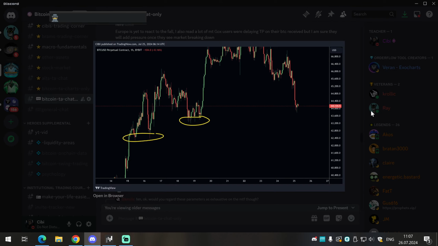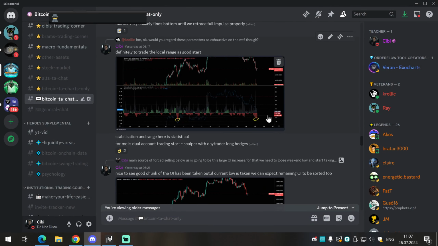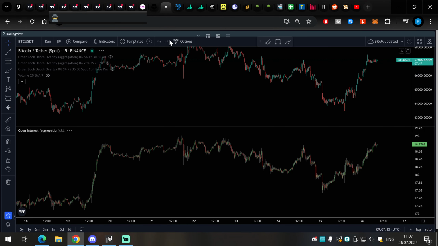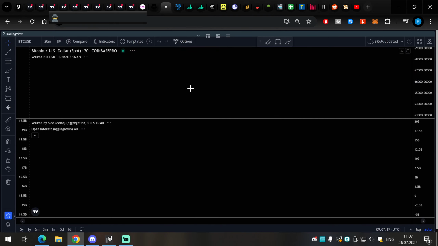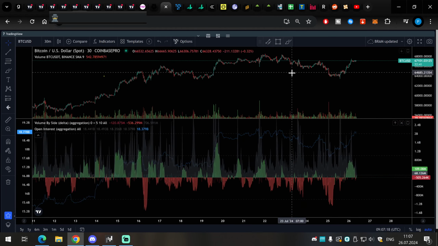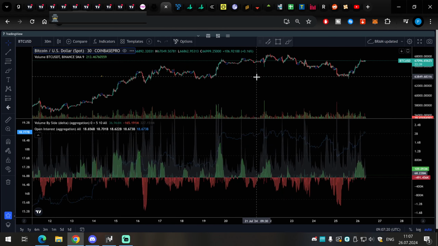Okay, but it didn't happen. But we were aware of this scenario. We are always aware. This is also a good point when we go to TRDR. So, templates. This one, we will be doing on the 30-minute time frame.